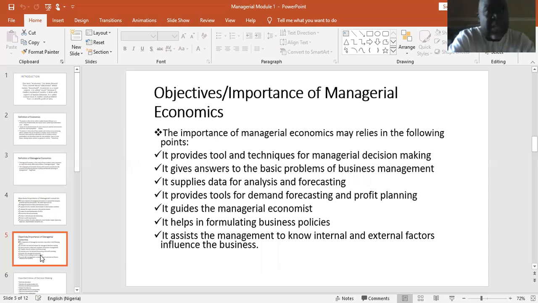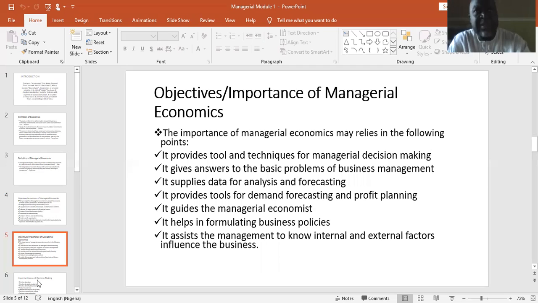You know, the critical role of every economist is giving advice. And to be able to do something very well, you need to forecast, you need to plan ahead, and you need to forecast likely scenarios so that you are advised given the prevailing conditions. So this is what managerial economics sets out to achieve.